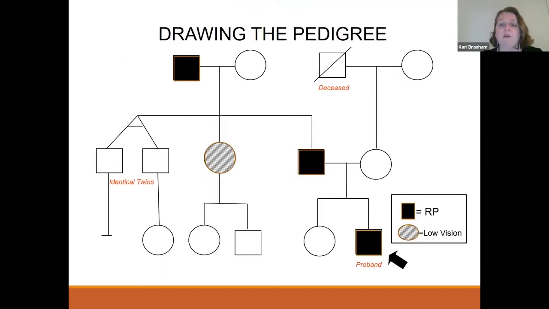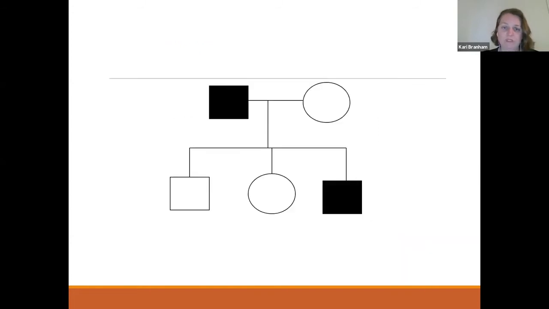This is one thing that we might see, where in this family, a father, son, and grandfather are all affected with RP. There was also an aunt that had low vision. It wasn't really known if it was due to RP or something else. You can also see that the mother's father is listed as deceased, and also the father had siblings that were identical twins. This all helps us to understand the relationships and the structure of the family.